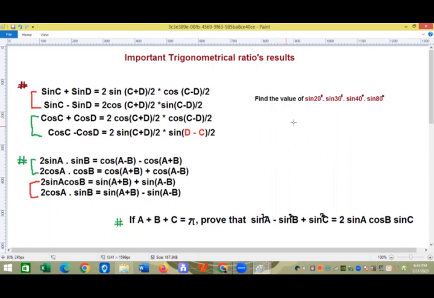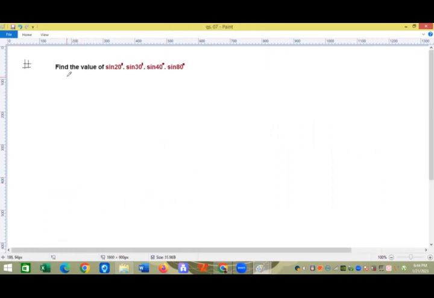In order to deal with these sorts of problems, it is necessary for us to remember this sort of formula. Here you can see these are important trigonometrical ratios results. There might be the use of other formulas as well, but at this time, for these two problems, it is important to remember this formula. So let's start. First problem, as I have mentioned here, find the value of sine 20 degrees, sine 30 degrees, sine 40 degrees and sine 80 degrees. So you may start from here.